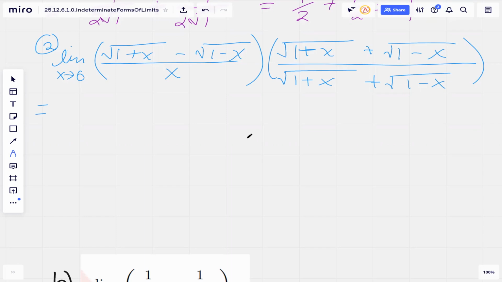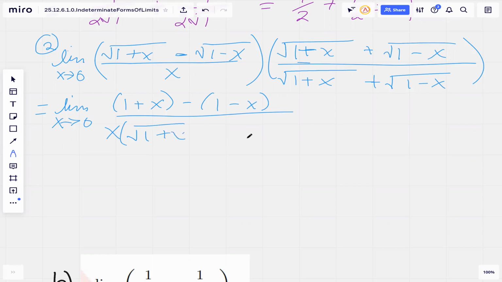So now you notice in the numerator, we actually have a difference of squares. So I'm going to write in our limit as x approaches 0. Our difference of squares gives, when we multiply it out or FOIL it, we get 1 plus x minus 1 minus x. And our denominator is this x times the square root of 1 plus x plus this square root of 1 minus x. Okay. We can simplify our numerator.